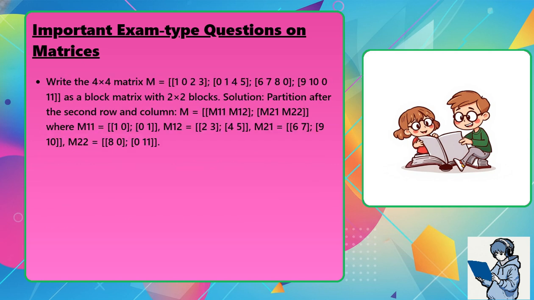Identify a block matrix and write its blocks. Write the 4 by 4 matrix M equals a matrix with rows 1, 0, 2, 3; 0, 1, 4, 5; 6, 7, 8, 0; 9, 10, 0, 11 as a block matrix with 2 by 2 blocks. Partition after the second row and column. M equals block matrix with M11, M12, M21, M22, where M11 equals a 2 by 2 matrix with entries 1, 0, 0, 1. M12 equals a 2 by 2 matrix with entries 2, 3, 4, 5. M21 equals a 2 by 2 matrix with entries 6, 7, 9, 10. M22 equals a 2 by 2 matrix with entries 8, 0, 0, 11.